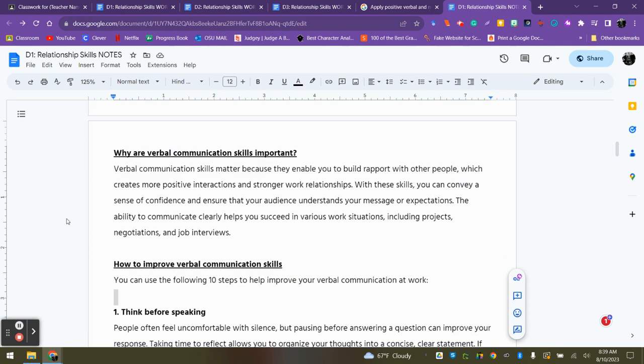Why are verbal communication skills important? Verbal communication skills matter because they enable you to build rapport with other people, which creates more positive interactions and stronger work relationships. With these skills, you can convey a sense of confidence and ensure that your audience understands your message or expectations. The ability to communicate clearly helps you succeed in various work situations, including projects, negotiations, and job interviews.